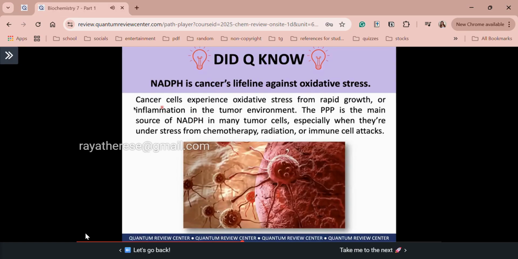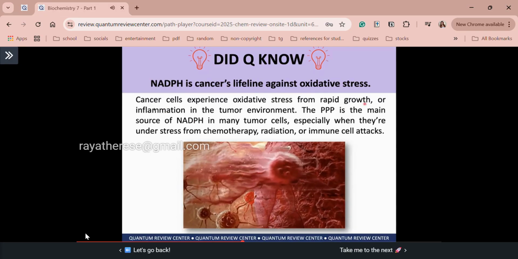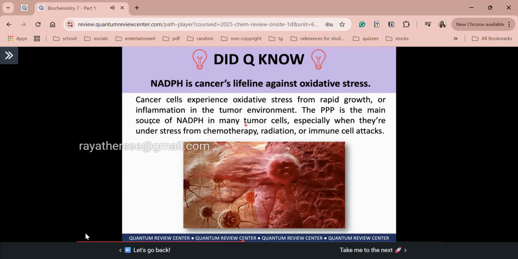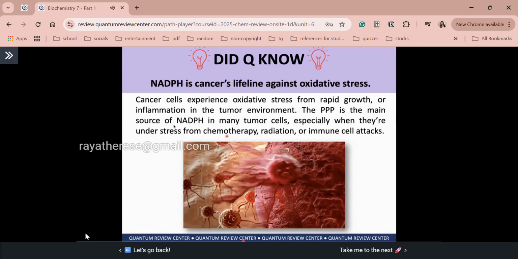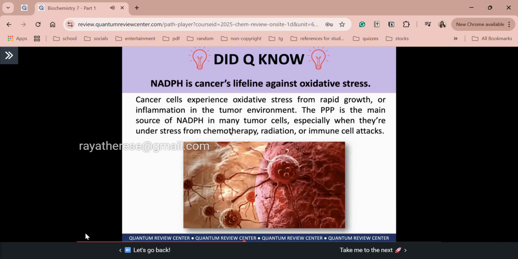Let's see. Cancer cells experience oxidative stress from rapid growth or inflammation in the tumor environment. And ang role ng PPP here is to be the main source of your NADPH in your tumor cells, especially when they are under stress from different interventions, chemotherapy, radiation, or immune cell attacks. Again, kasi ang main function ni NADPH is to provide reducing equivalents. Alright? So again, this is very important for cancer cells.